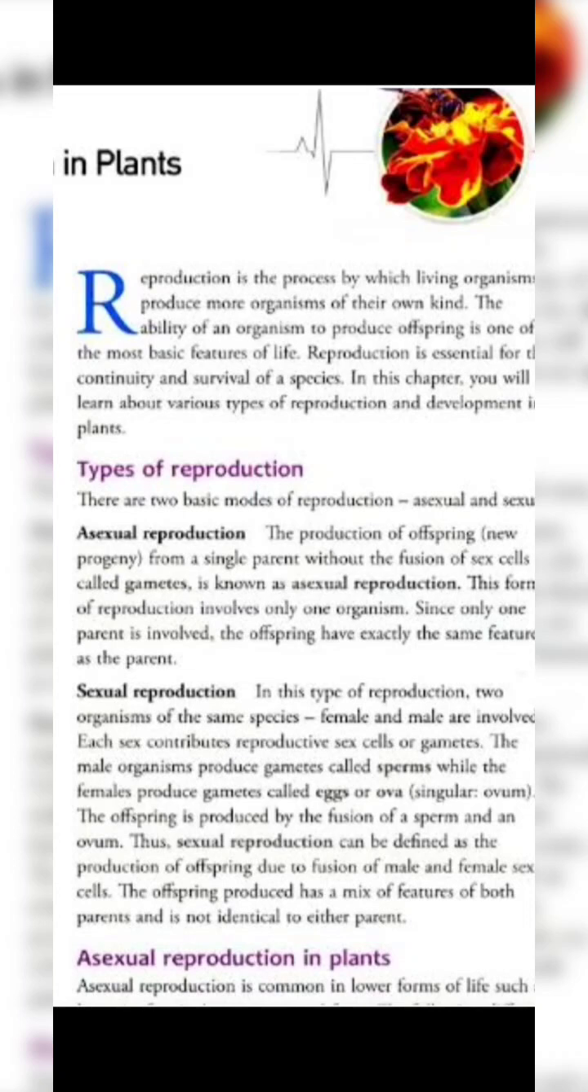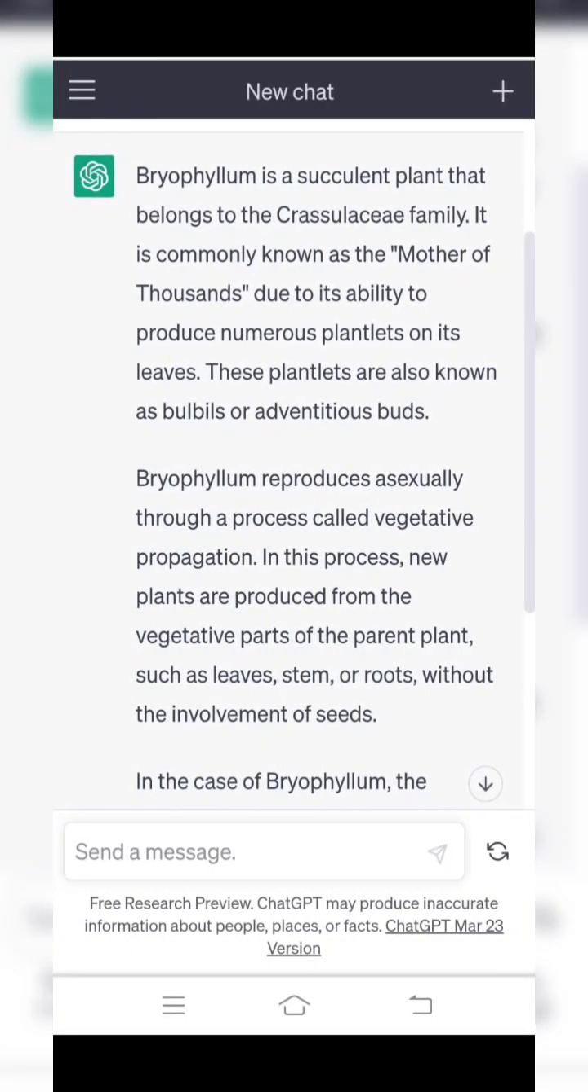So again in asexual reproduction we have vegetative propagation. As already said, when leaves, stem or roots play an important role in the propagation of a new plant, then it's called vegetative propagation. Bryophyllum is one of the very important and beautiful examples of vegetative propagation.